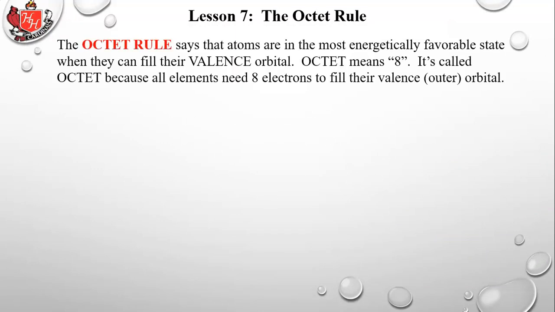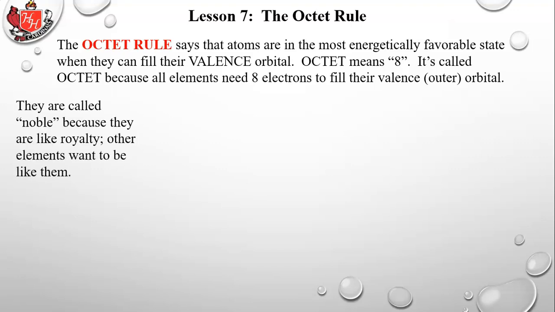The octet rule is really one of the most important rules in chemistry. The octet rule says that atoms are in their most energetically favorable state, and sometimes we just use the metaphor that they're happy. They like to be in that state. They're in their most energetically favorable state when they can fill their valence orbital. Octet means 8. It's called octet because all elements need 8 electrons to fill their valence orbital, the only exception being hydrogen and helium in the first period of the periodic table.